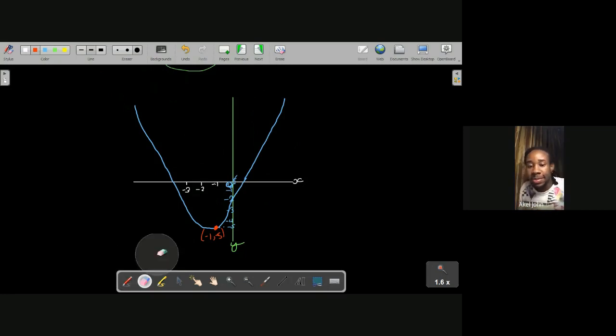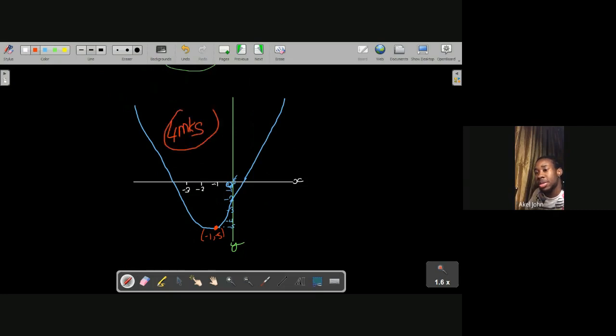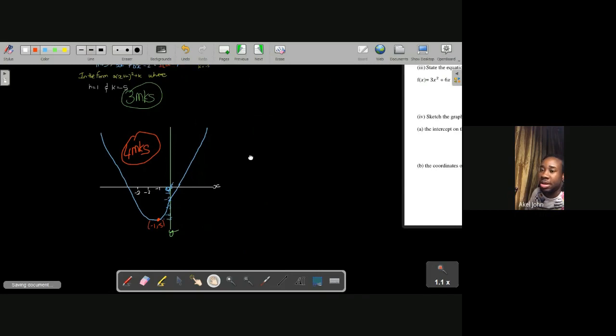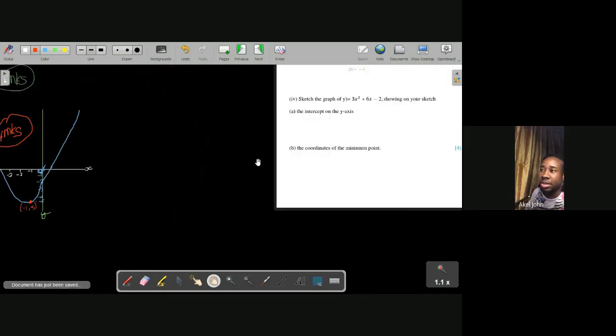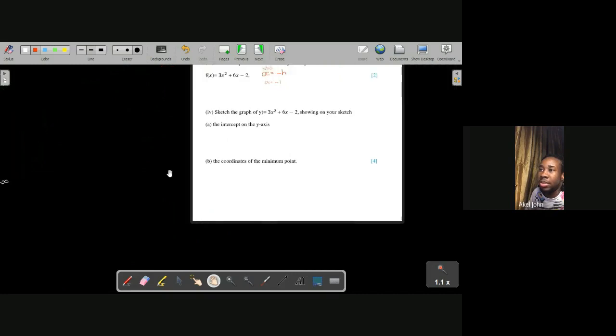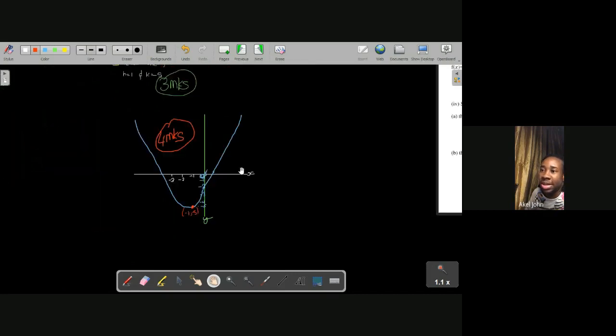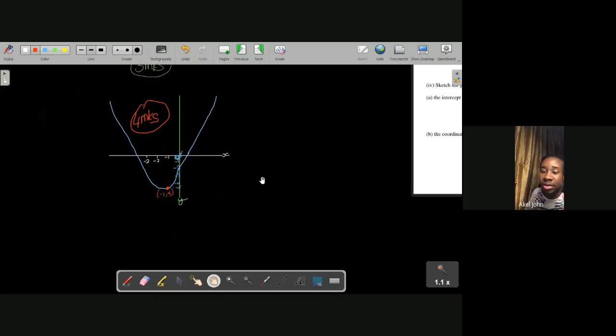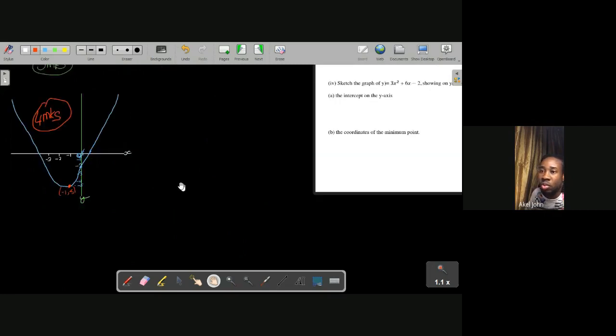And that was it. So for 4 marks, you had to draw this. 4 marks is not a bad graph at all. Just take your time with this graph. It could be a little tricky, but as long as you know your points and everything, you're going to be okay. So we gave them the y-intercept, which was -2, and they asked for the coordinates of the minimum point, which we gave them as -1, -5.